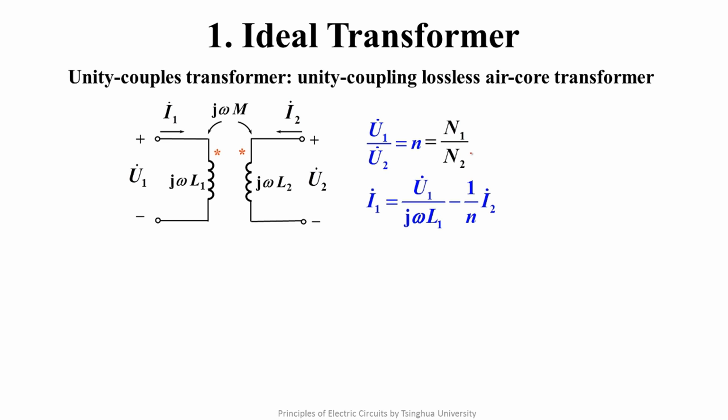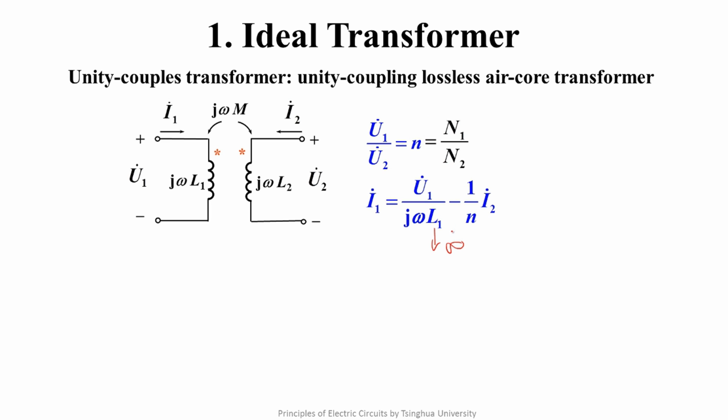On the basis of the unity coupled transformer, we can think further. If the permeability of the magnetic core is very large, or the number of turns is very large, so that L1 tends to be infinity, then this item tends to be 0. So the port voltage and the current of the transformer are only simple algebraic relation with real coefficient, and the relation between them only depends on the turns ratio n.